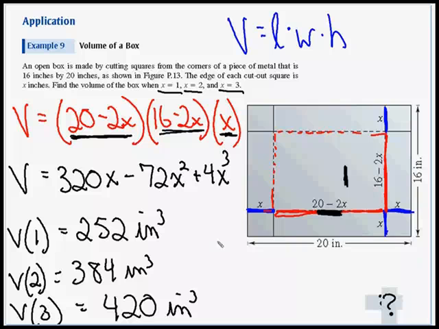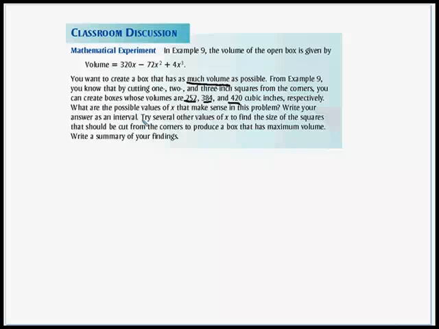This whole side is 20. What if we chose x as 10? If I cut 10 inches off this side, and this x is also 10, if I cut 10 inches off this side, we have no more left for the width or the length of the box. Same over here. If I cut out x as 8, this 8 cut out plus this 8 cut out would cover the whole 16. So there are some x's that do not make sense. So what values of x make sense in the problem?